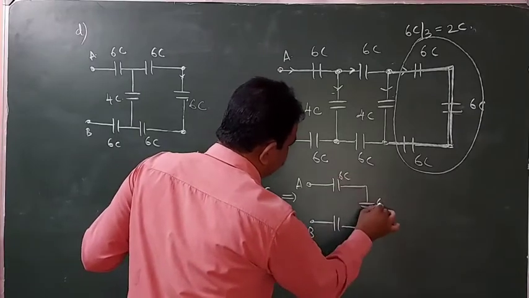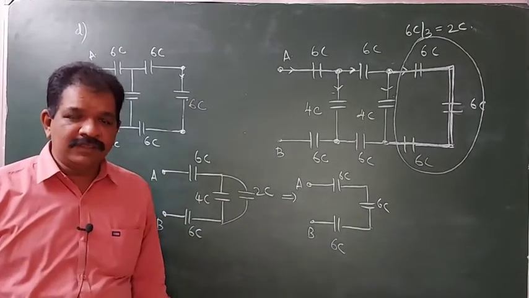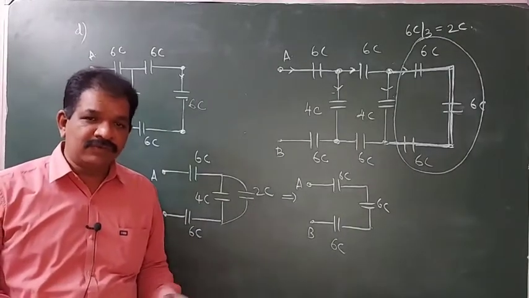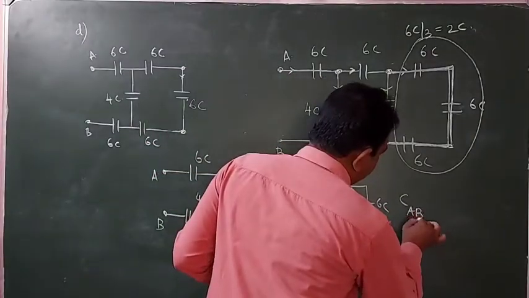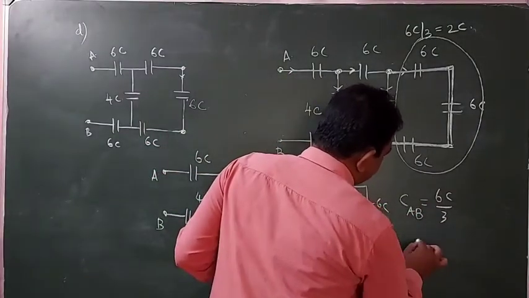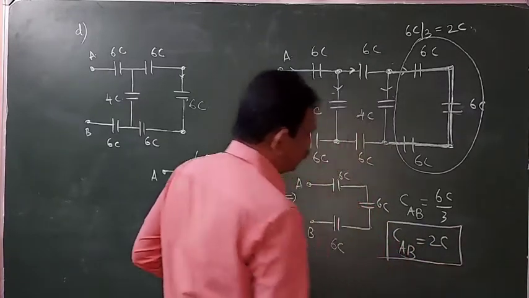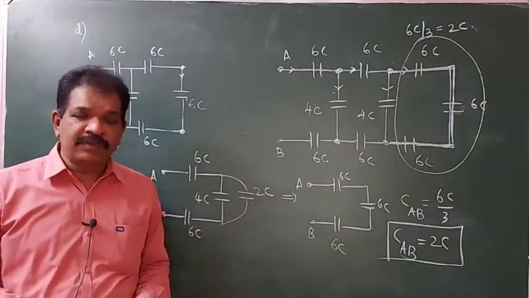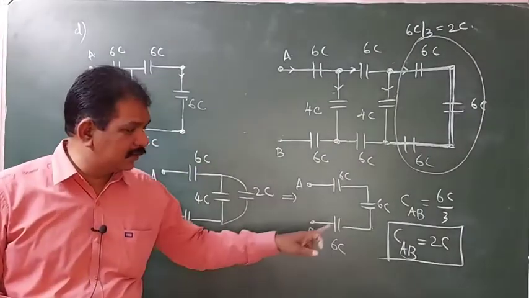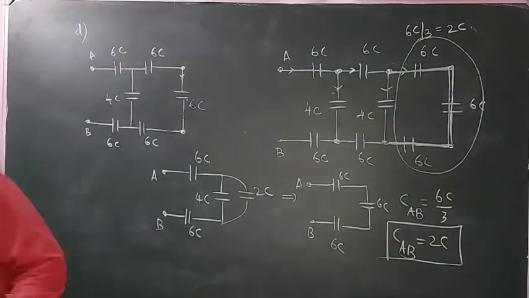This will be 6C, 6C, 6C. All will be in series. The effective value is equal to 6C by 3. So CAB is equal to 6C by 3, so that is equal to 2C. So the effective capacity of this combination is equal to 2C. Take one more example.